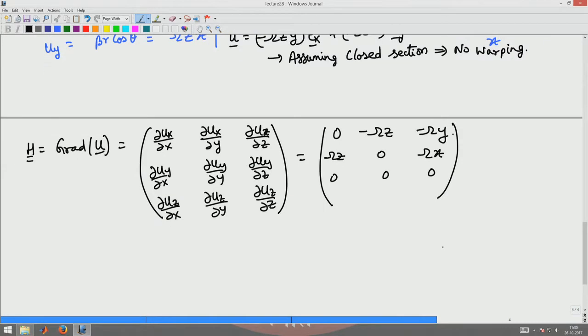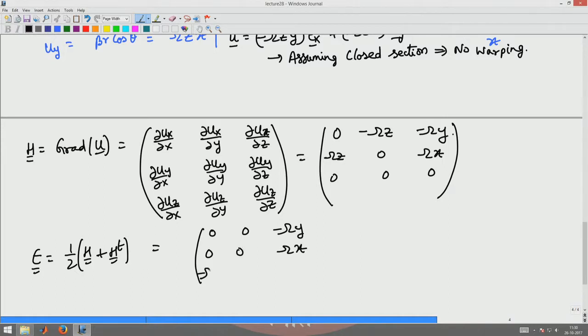Now, I want to compute the linearized strain epsilon, that is 1 half H plus H transpose. So that will be given by, the epsilon x y term will get cancelled because it is skew symmetric in the x y component. So I will get 0, 0, minus omega y; 0, 0, omega x; minus omega y, omega x, 0, into half.